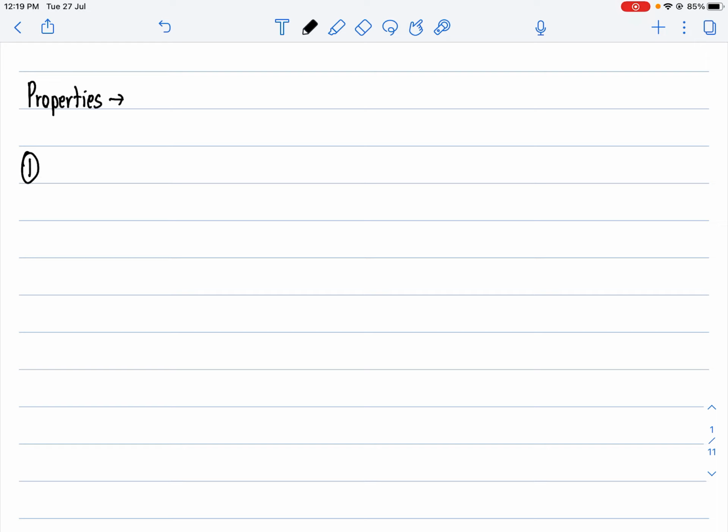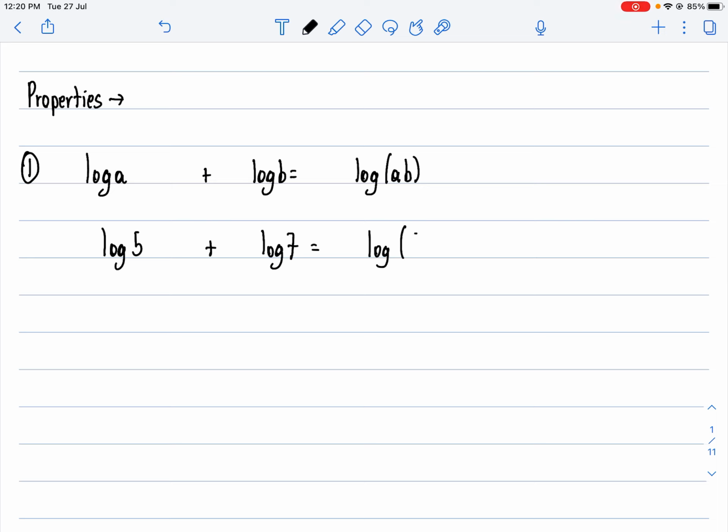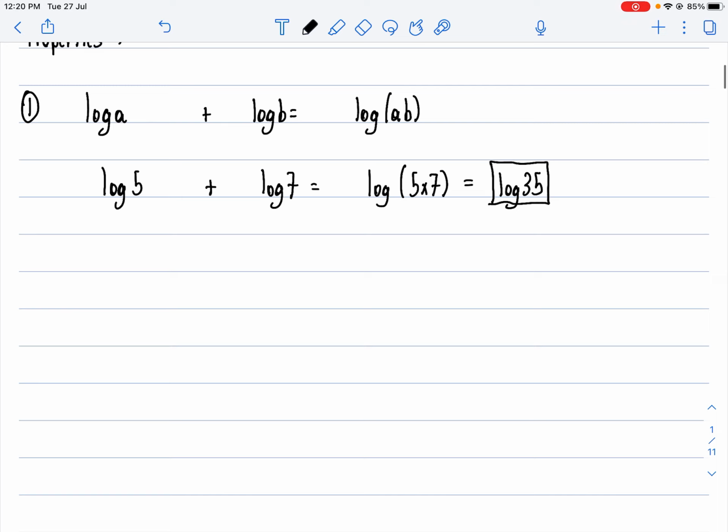So the first property is log A plus log B is equal to log of A into B. An example is log of 5 plus the log of 7, which will be equal to the log of 5 multiplied by 7, which is simply equal to the log of 35. This is the basic use of the log property.